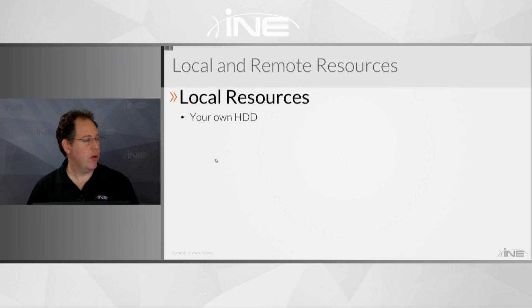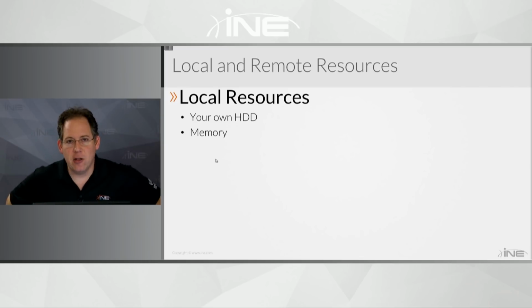So local and remote resources. Local resources are things that are built into the client device itself. A resource that you could take advantage of, that you could use, that doesn't require any network connectivity at all. So for example, your own hard disk drive, that's what HDD is, hard disk drive. When you're saving something to your hard drive or you're pulling up a file from your hard drive, you're making use of what we call a local resource. The memory within your smartphone or your tablet or your laptop, that is a local resource.